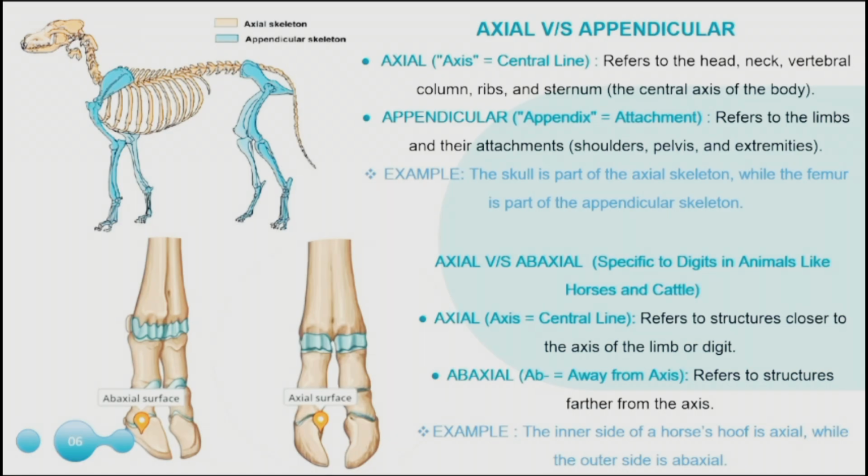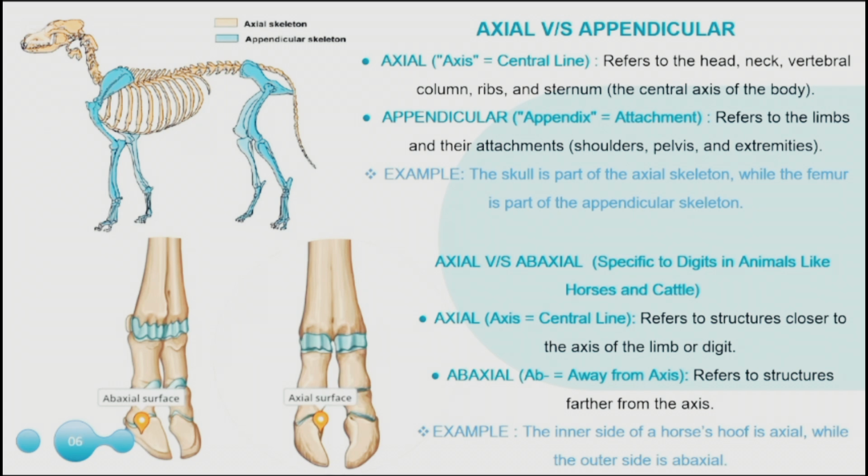Axial, derived from the word axis, which means central line, refers to the head, neck, vertebral column, ribs, and sternum, the central axis of the body. Appendicular, derived from the word appendix, which means attachment, refers to the limbs and their attachments. For example, the skull is part of the axial skeleton, while the femur is part of the appendicular skeleton.